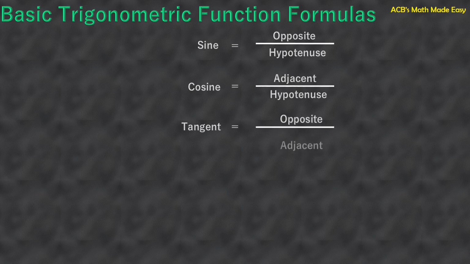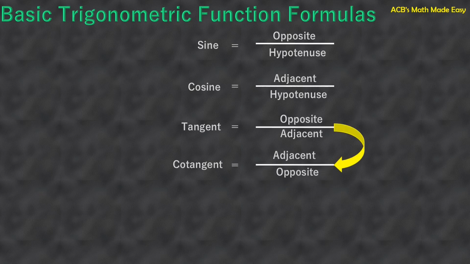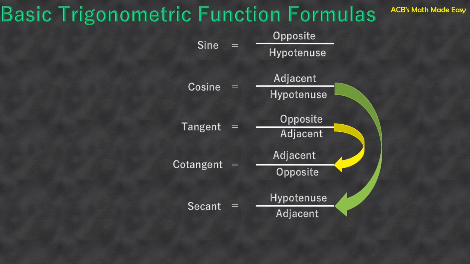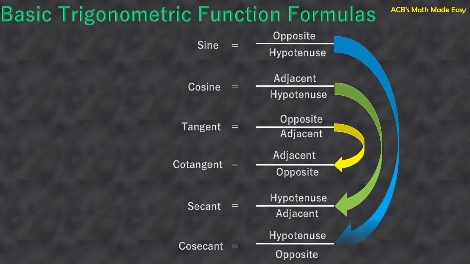Now, this is the trick. Watch carefully. Cotangent is the opposite of tangent, which is adjacent over opposite. See it? Now, secant is the opposite of cosine, which is hypotenuse over adjacent. Last, cosecant is the opposite of sine, which is hypotenuse over opposite. See the illustration? Now, you've already learned the basic trigonometric function formulas just by saying SOH CAH TOA.